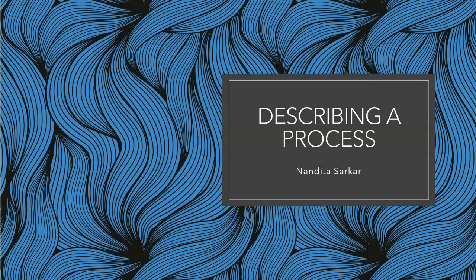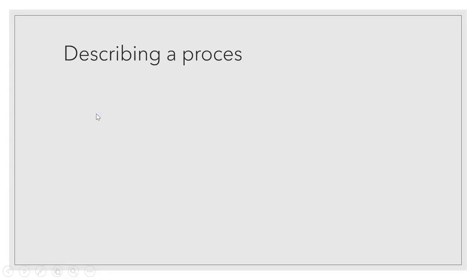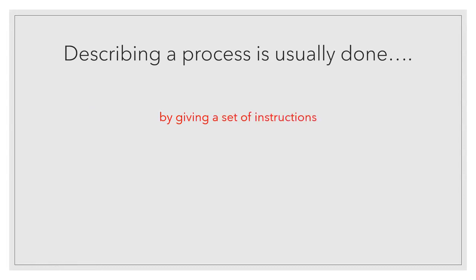Today we are going to learn how to describe a process. A process is a series of actions or steps taken in order to achieve a particular end. Describing a process is usually done by giving a set of instructions. Can you think of a few situations where you might need to describe a process? Let's look at a few examples.